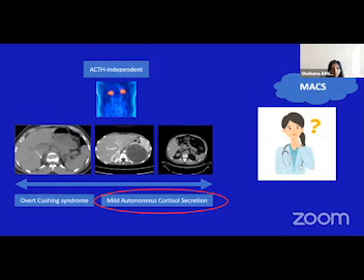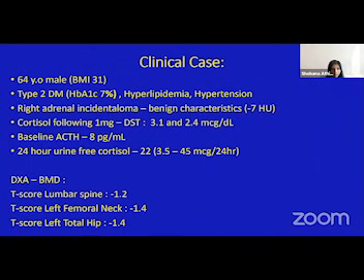These are patients with either unilateral or bilateral adrenal lesions without external classic features on clinical examinations, but who have mild cortisol excess on biochemical workup. So I'll give you an example of a clinical case of a patient that I recently saw. We have a 64-year-old male with a BMI of 31.